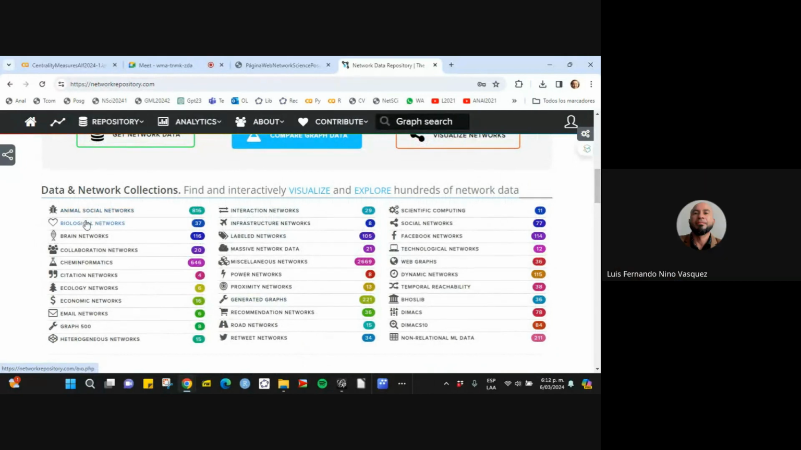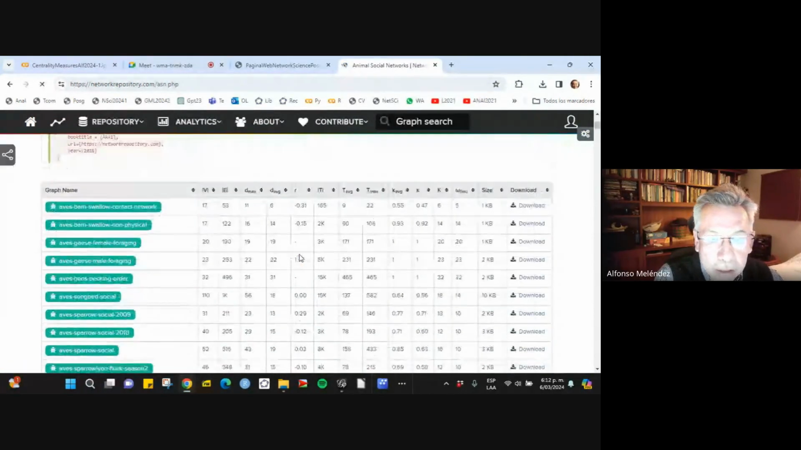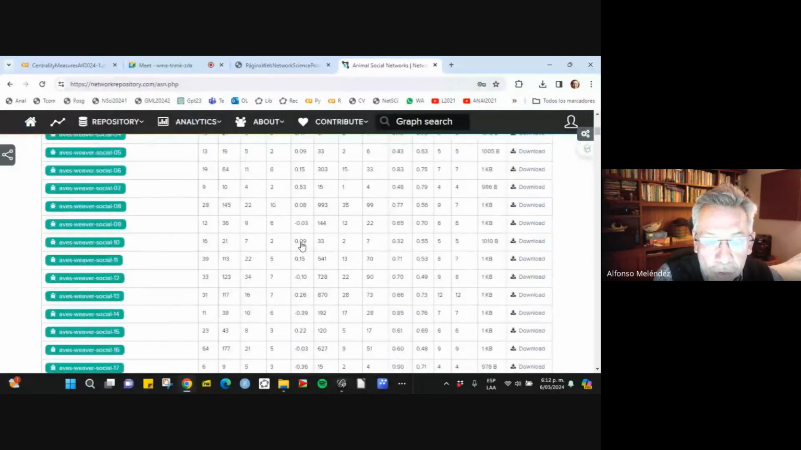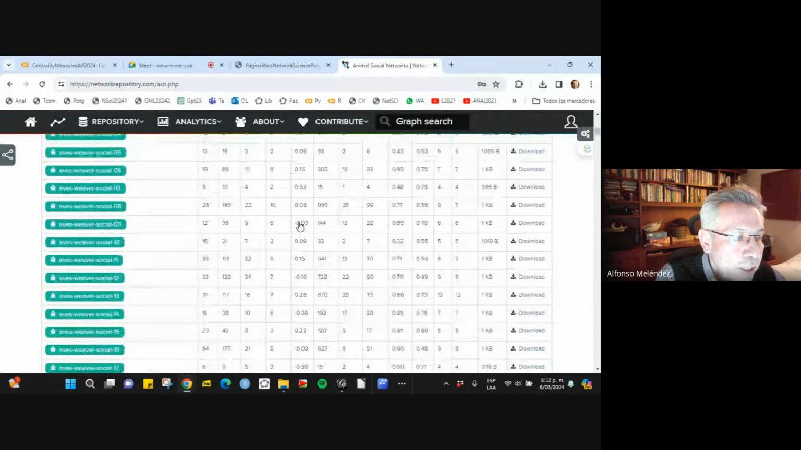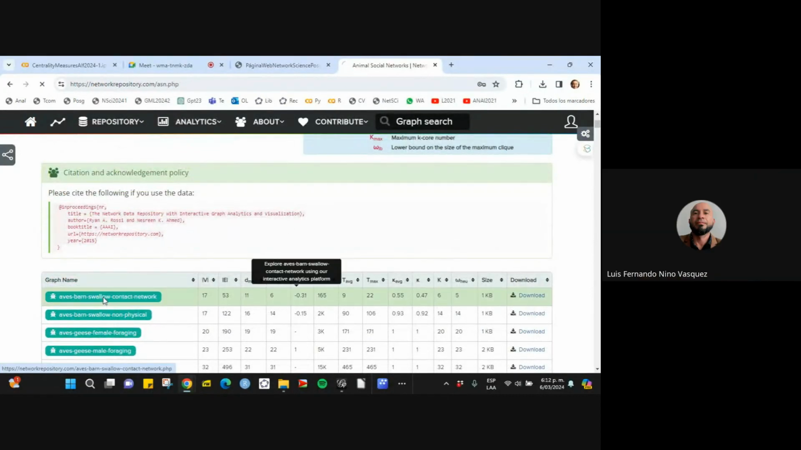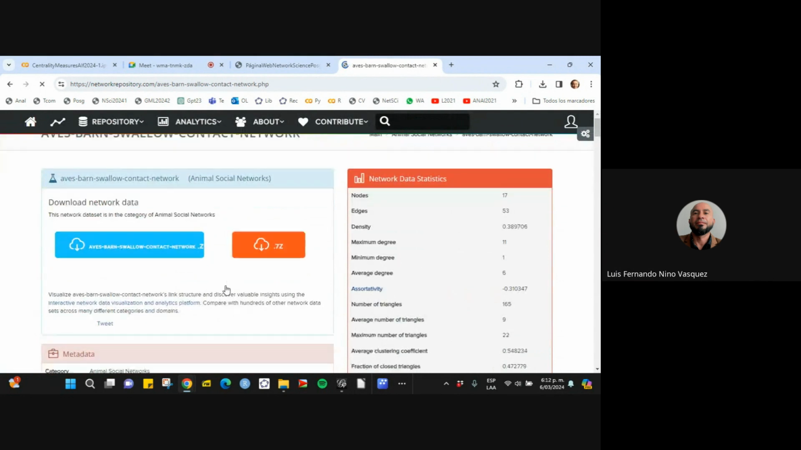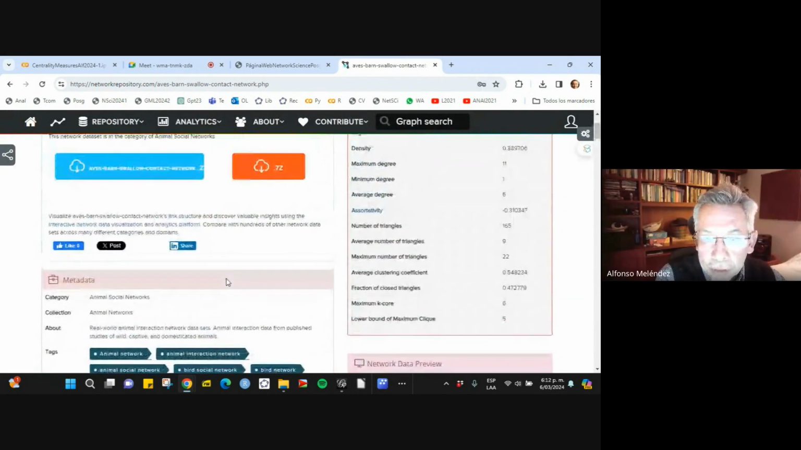And if you choose one network, here are the properties of the network. Oh, no, these are different networks. If you click here, yeah, it's a data set, each one of them, right? This is the properties of the network.